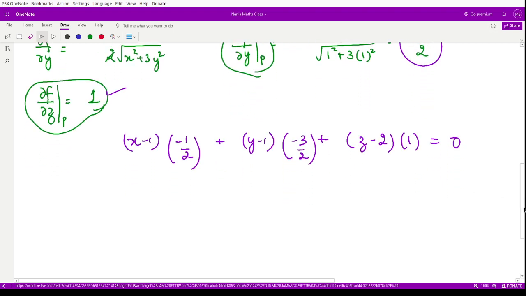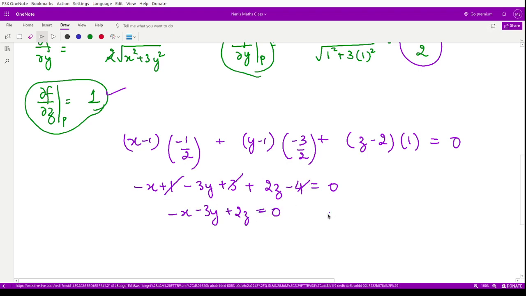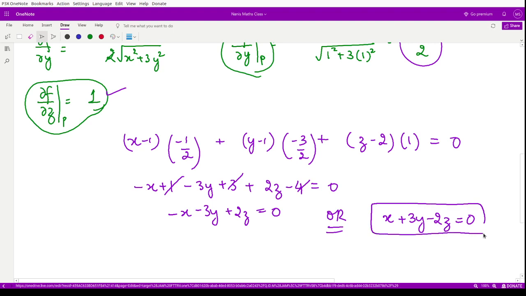So you can very easily simplify this equation. You can multiply the whole thing by 2. So it would be minus x plus 1, and then minus 3y plus 3, then plus 2z minus 4 is equal to 0. So your equation would be minus x minus 3y plus 2z, and these constant terms cancel out, right? Or you may write your equation as x plus 3y minus 2z is equal to 0. So this is the required equation of the tangent plane for the given surface.